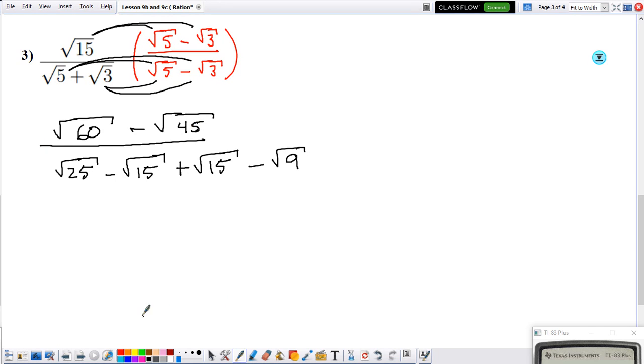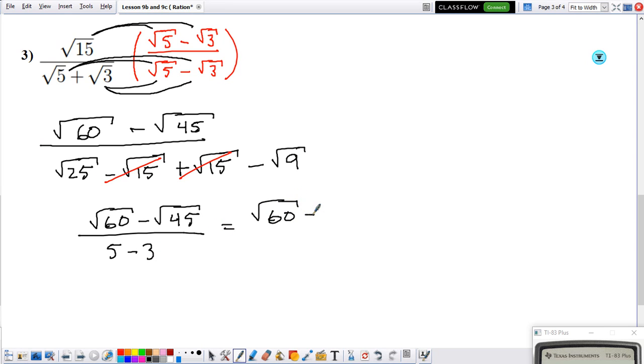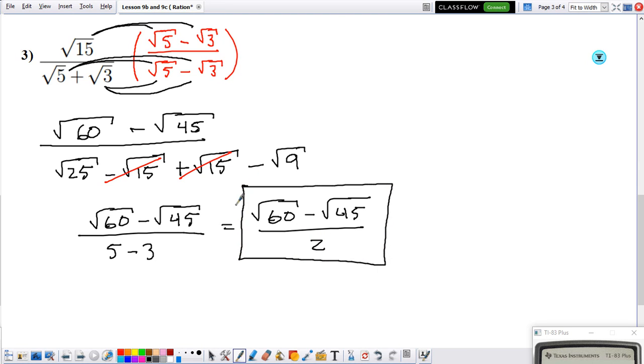All right, excellent. But what do you notice about the square roots again here on the denominator? Negative square root of 15 plus square root of 15 will cancel out. So now look at the numerator here. We have 60 minus square root of 45, divided by square root of 25, which is just 5, minus square root of 9, so that's minus 3. And let's just simplify this. So now this becomes 60 minus square root of 45, all over 5 minus 3, that's just 2. And this is your final answer.